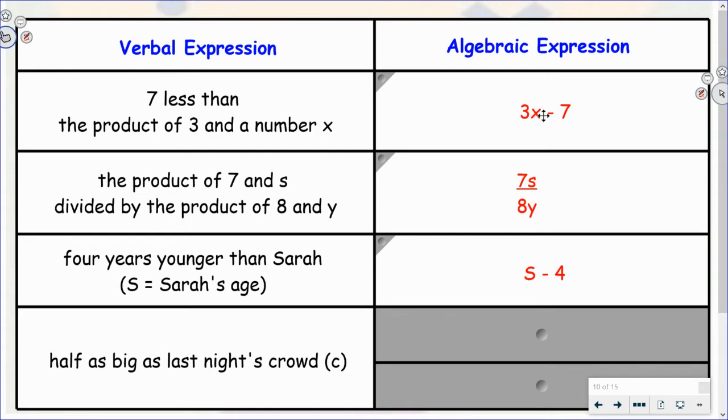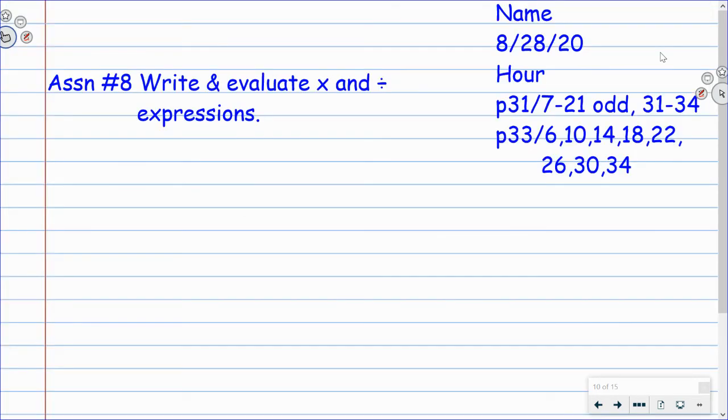Half as big as last night's crowd. Many of us will simply write the C crowd amount split or divided into 2 parts. However, you're welcome to write 1/2 of C. It will mean the same thing.